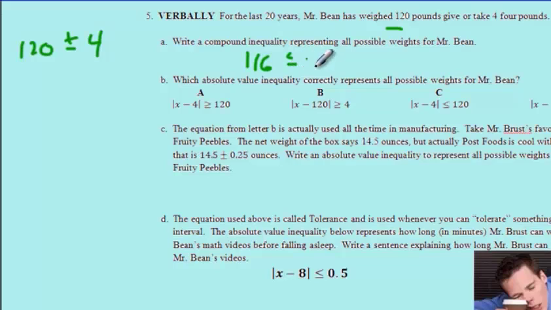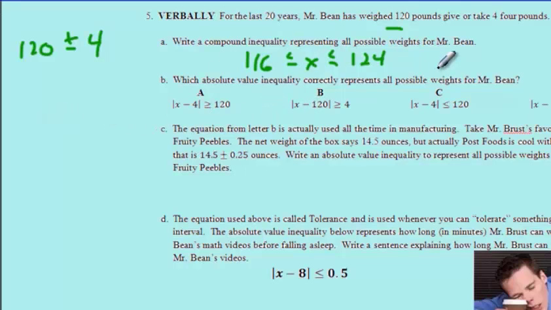And how do we write a compound inequality? His weight has got to be between what? 116 and 124. So he doesn't fluctuate too much. He's always in this range for the last 20 years. So which one of these represents that? Try them out. Does the first one work? You could just solve it. Does it give you that answer?